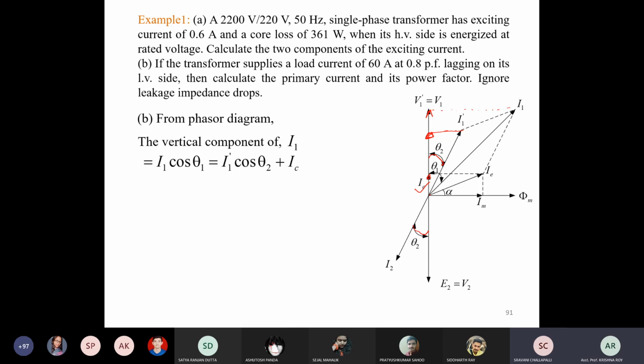Is it okay with everyone? Yes, sir. Any doubt? Okay, then calculate I1 dash cos theta 2 plus IC. I1 dash is known, cos theta 2 is known, IC is known. 6 into 0.8 plus 0.164.